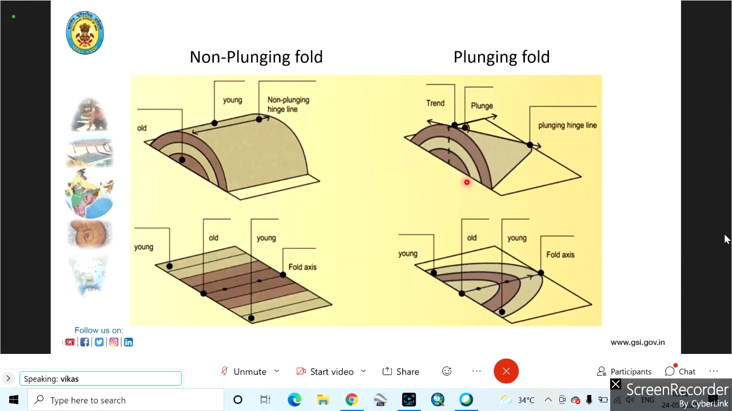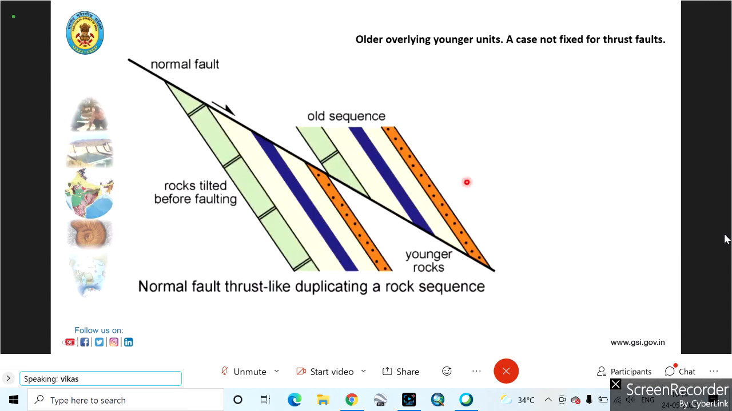Next, please. The same thing already has been discussed. Next. All right. Now, this was another thing I was trying to discuss with you: when I told you that in terms of thrust, it's not always that the younger will come up over the older beds. The same thing you can even see in normal faults also.